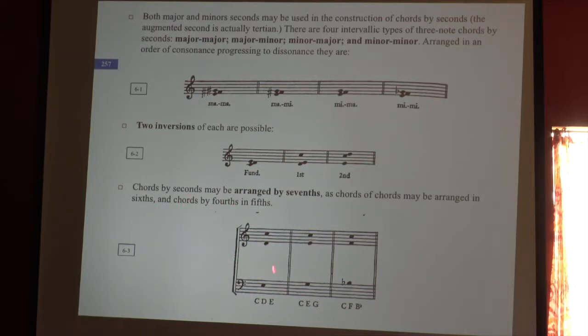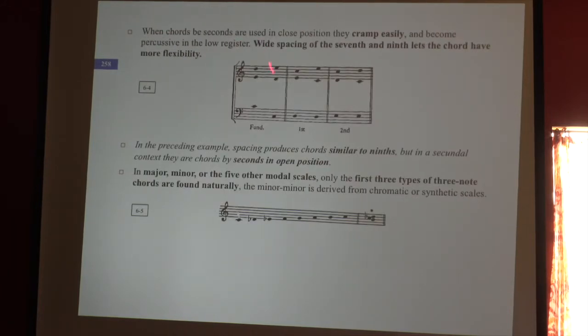So C, D, E can be like this. C, E, G, and C, F, B flat. Right. So we can invert all of these chords. When chords by seconds are used in close position, they tend to cramp easily. That's what we just saw, close position, when they're all in seconds, right? They become very percussive in the low register. Have to be very careful in using them there, unless of course that's what you want.